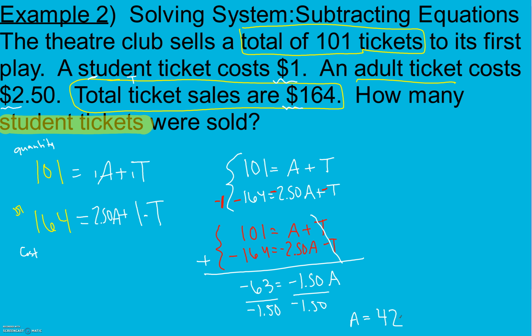Now that I know what my A value is, I can take that and plug it in to find my T value. And we can do that in any equation that has both an A and a T in it. I'm going to use this one, but we could have used the other equation as well. So 101 equals 42 for A plus T, and make sure we plug it into the right variable. We have the adult tickets, so we have to plug it into the adult tickets. Subtract to get T by itself, and we get 59. So how many student tickets were sold? 59 student tickets.